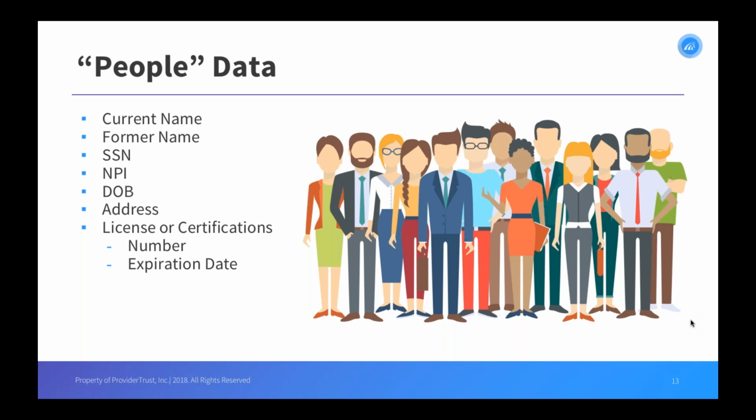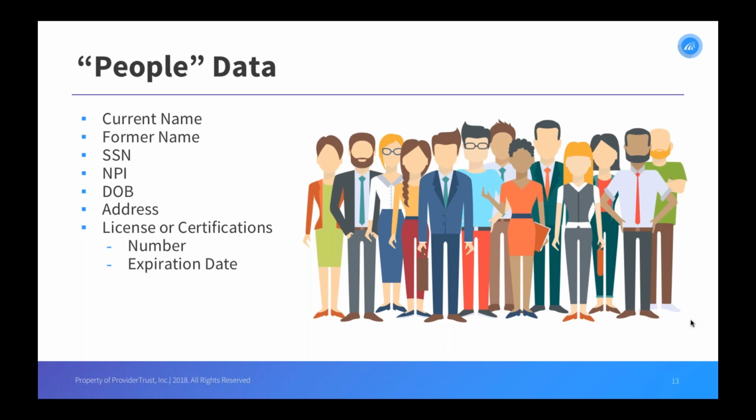You all would not believe how many clients or organizations that we see that don't have a standard process for collecting all of the things you see right on the screen, right? So current name, any former names of an associated employee, social security numbers, NPIs, if applicable, date of birth, address, and any and all licenses or certifications, right? The numbers, the expiration dates, the validity of those. Y'all would not believe how hard that may actually be as your organization starts to scale.